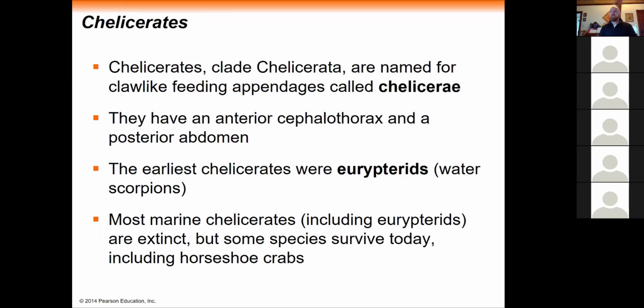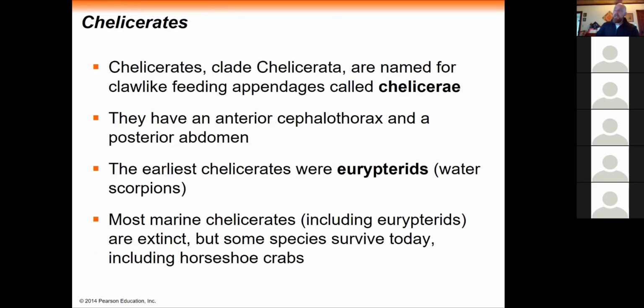The chelicerates are in the group Chelicerata because of some feeding appendages called, you got it, chelicerae. They have an anterior cephalothorax, so their head is fused into that cephalothorax region. And they have an abdomen at the back. So the abdomen can vary a lot depending on the group, but they all have this fused head and thorax region.